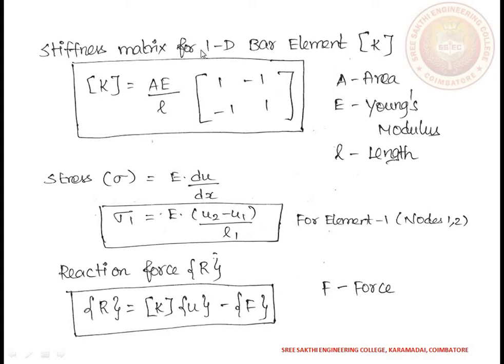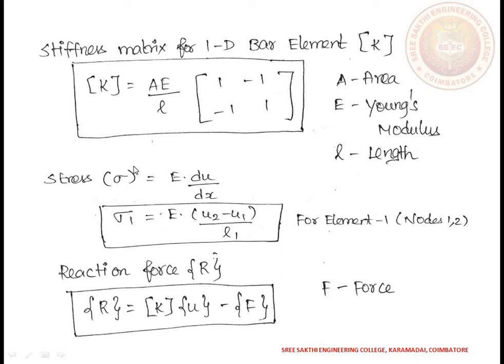So based on that concept, we can describe this formula: the stiffness matrix for a one dimensional bar element. K is equal to AE divided by L, times the matrix 1 minus 1, minus 1 1. We already derived this formula in unit 1 itself, you can refer to it. Then A is the area, E is the Young's modulus, L is the length.